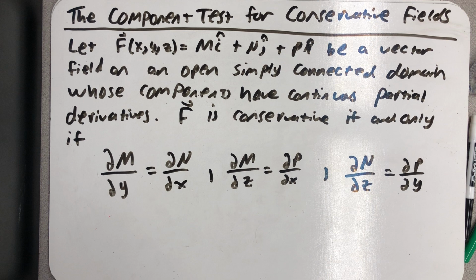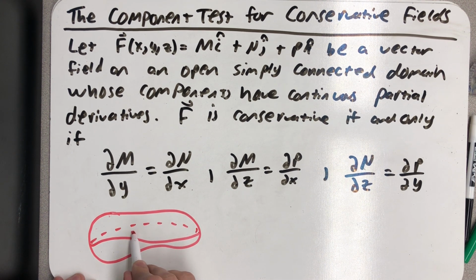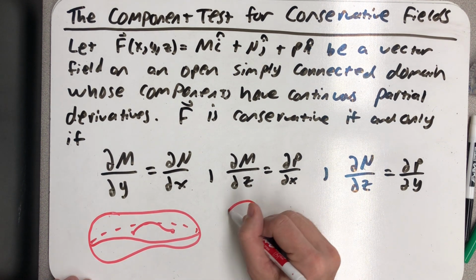Let F be a vector field with components m, n, and p. Let that be a vector field on an open, simply connected domain whose components have continuous partial derivatives. Okay, in our last video, we talked about the idea of connectedness, that if I have a region in space and I can connect any 2 points on the inside of it with a path also on the inside of it, we call it connected.